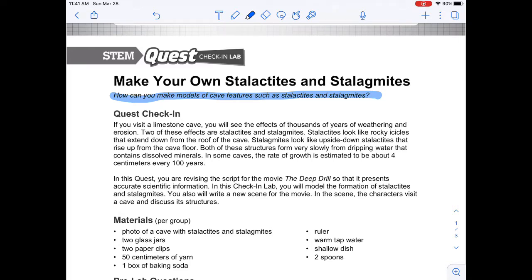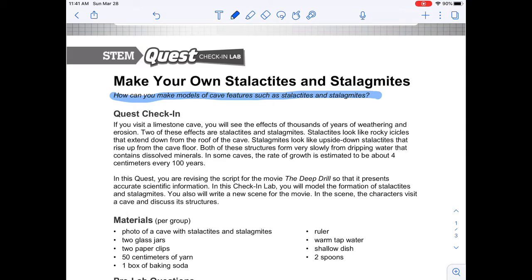If you visit a limestone cave, you will see the effects of thousands of years of weathering and erosion. Two of these effects are stalactites and stalagmites. Stalactites look like rocky icicles that extend down from the roof of the cave. Stalagmites look like upside-down stalactites that rise up from the cave floor. Both of these structures form very slowly from dripping water that contains dissolved minerals. In some caves, the rate of growth is estimated to be about 4 centimeters every 100 years.